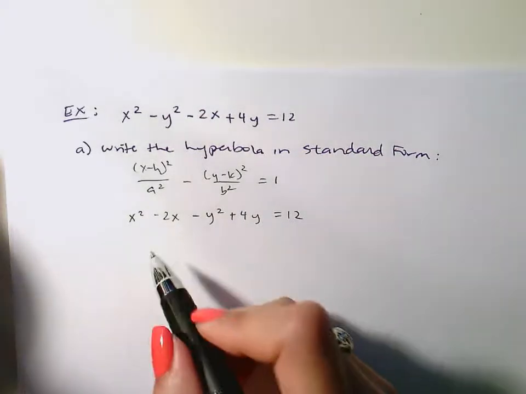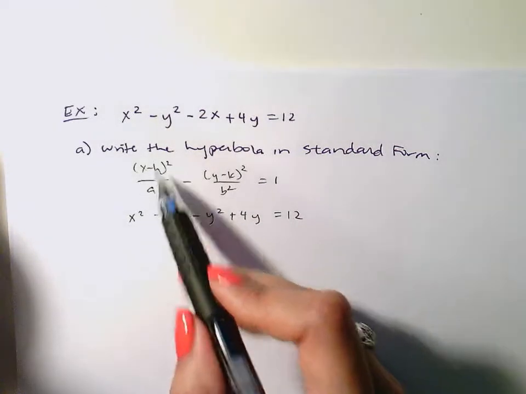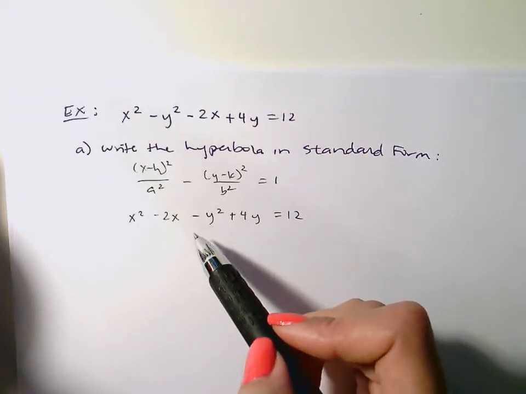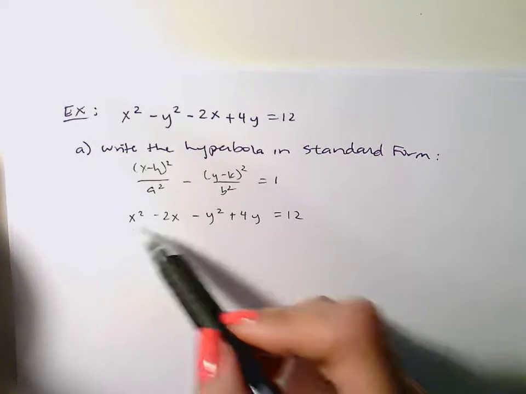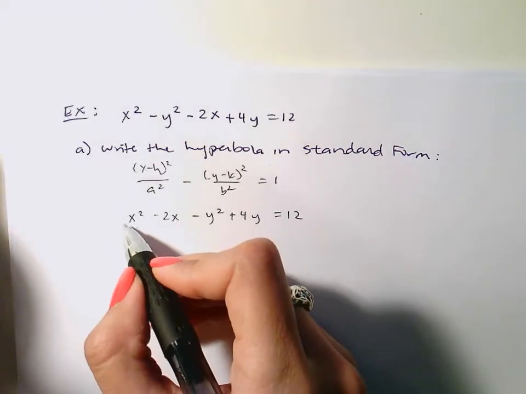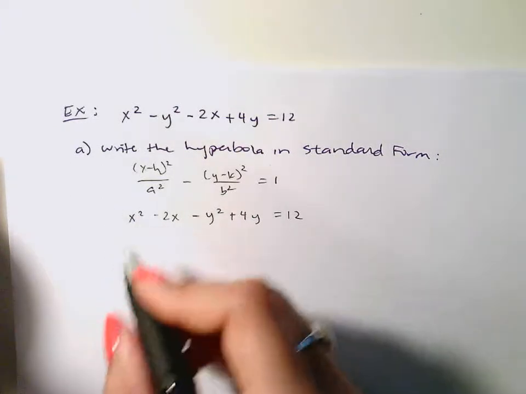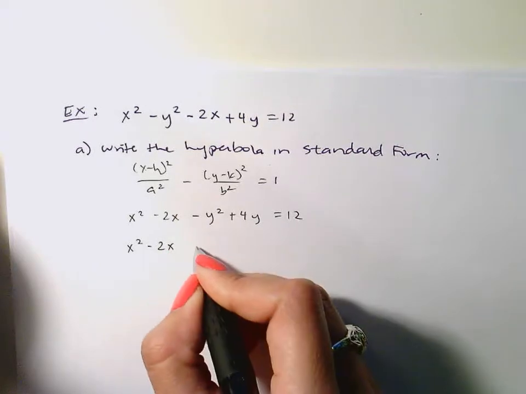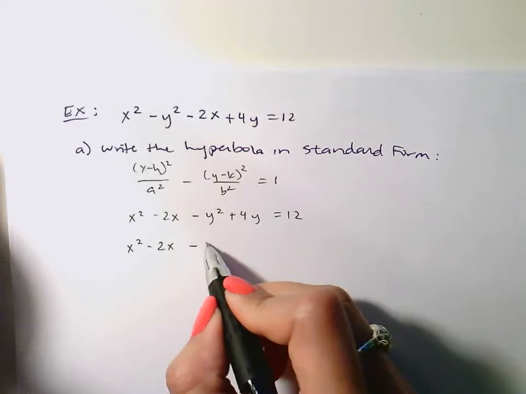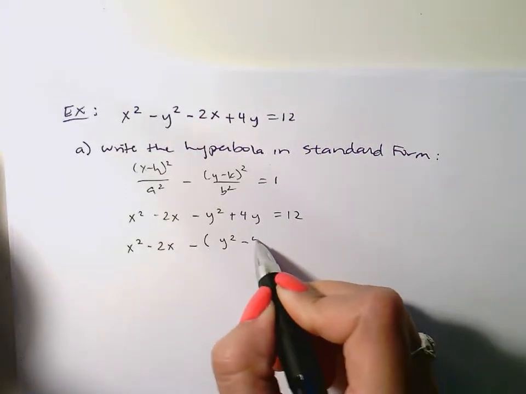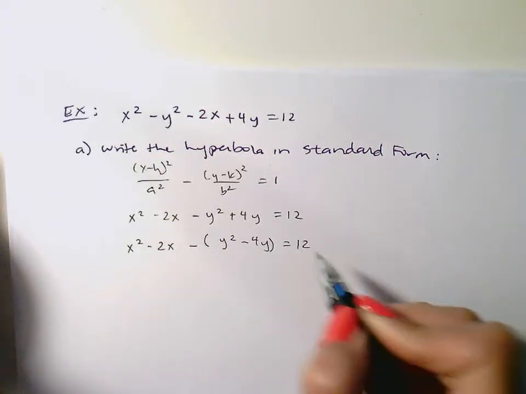So remember that when completing the square, we need a constant of 1 in front of the x squared and also the y squared. So if there was anything other than 1, you factor it out. In this case, we just have x squared minus 2x, and then we have minus, and I'm going to take out that negative also, y squared minus 4y is equal to 12.